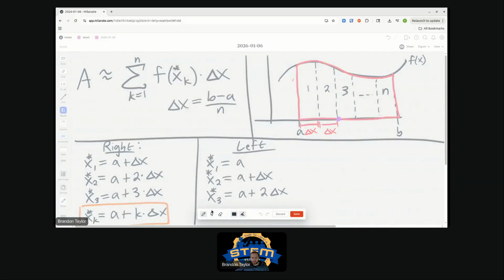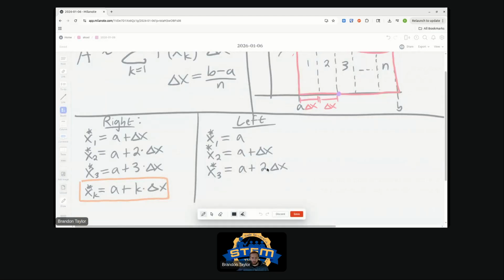And now we want to do kind of the same thing that we did before. So we want to basically find x star k. How would we find x star k? Again, it's kind of the same thing. The a is going to stay the same. Now here, this looks a little weird, right? We don't actually see a delta x here, and that might make it tricky.